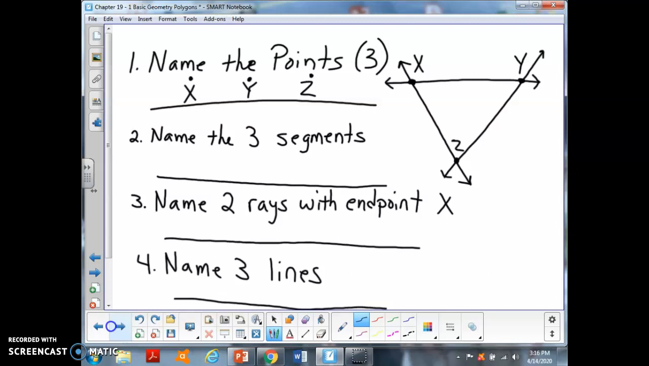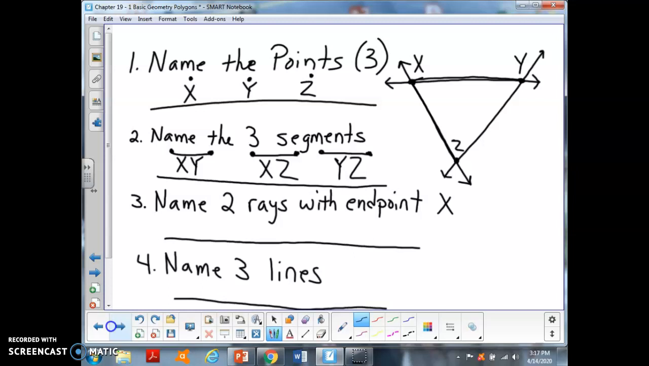Name 3 segments. Here's my symbol for a segment. So I'm going to draw 3 of them. Here's my points for a segment. First segment, X, Y. See it here? X, Y. Next segment, X, Z. Right here. And my last one is Y, Z. So I picked endpoints. Then I have segment from point to point.